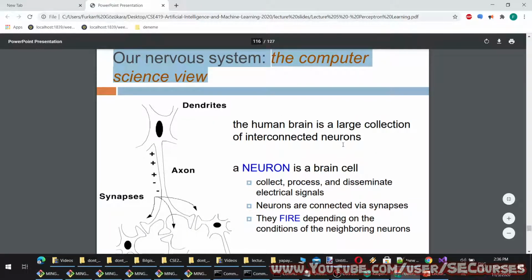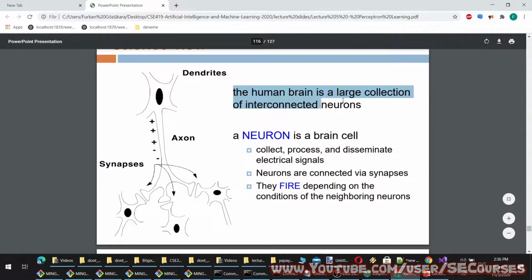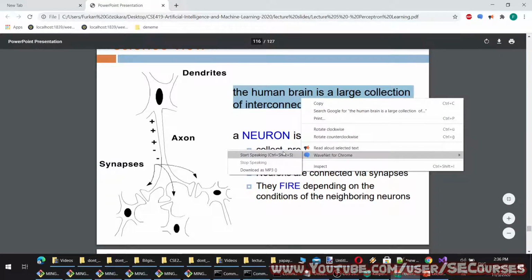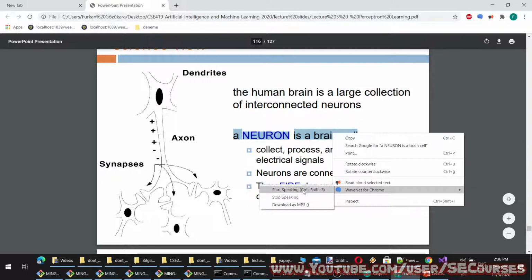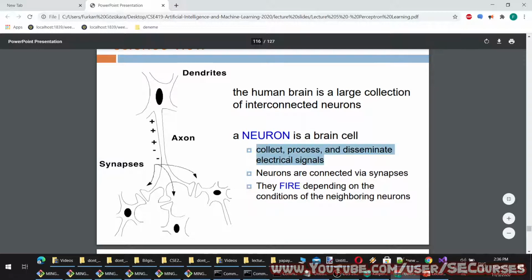Our nervous system, the computer science view. The human brain is a large collection of interconnected neurons. A neuron is a brain cell.